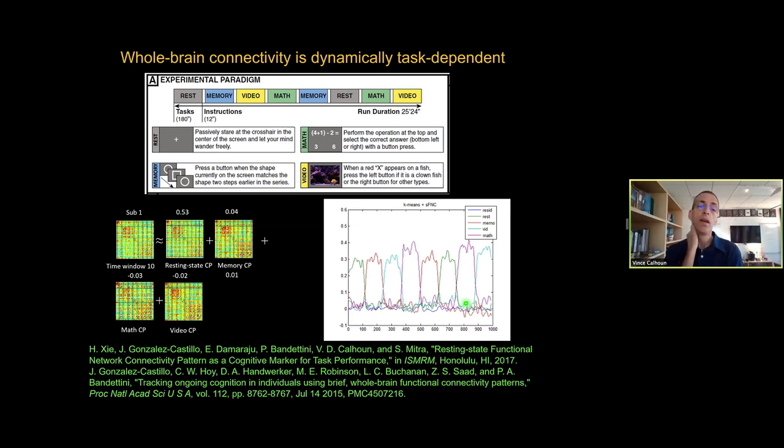So this is from Javier Gonzalez-Castillo's group at the NIH, and they've looked at blocked task measures. If you use a dynamic connectivity approach to extract components and look at states, we get almost a perfect categorization of the task itself. Again, we can also do sub-clustering within task as well to get at variability there.